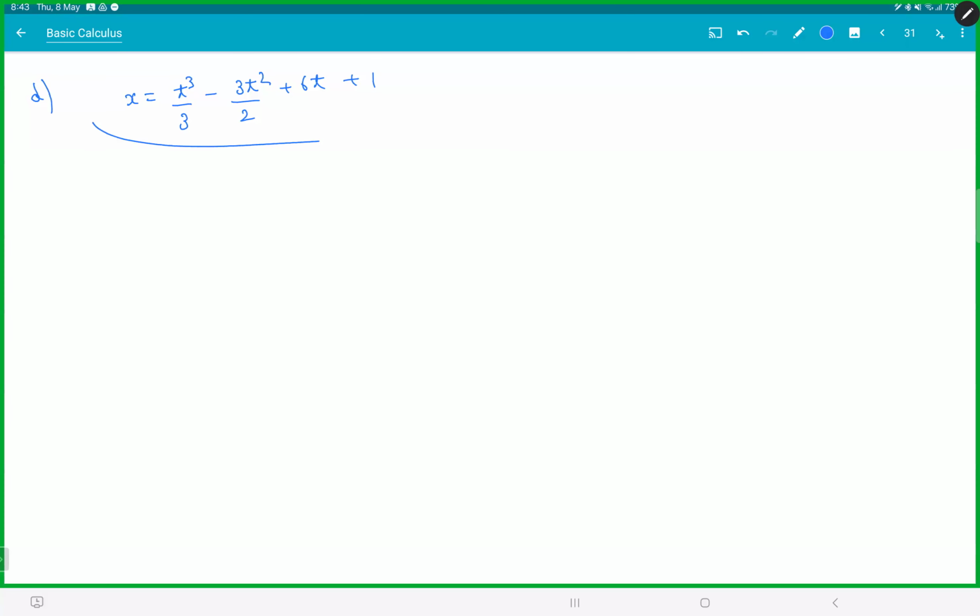So see, this is your x coordinate, which is changing with time. That means the particle is somewhere on the x coordinate. It is moving on the x axis. So let's try to see what is happening here.